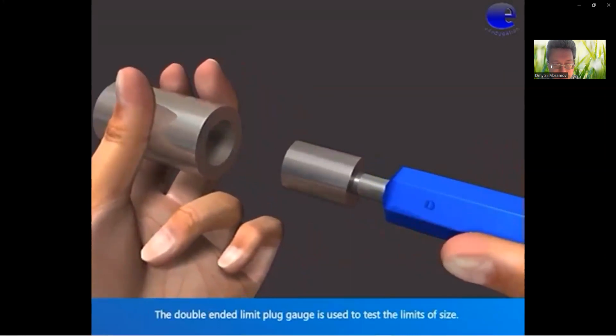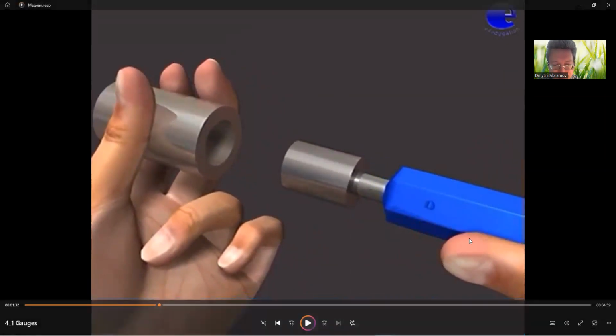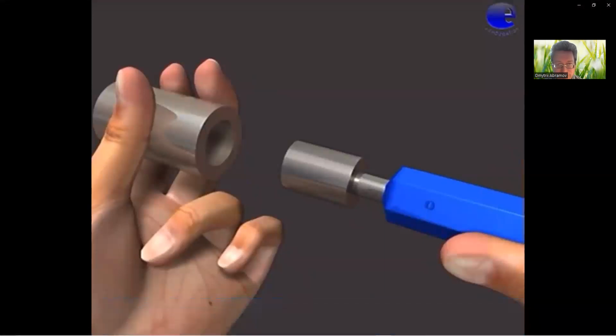The double-ended limit plug gauge is used to test the limits of size, not the value of the dimension, only to test the limits of size. This type has the advantage of easy handling.